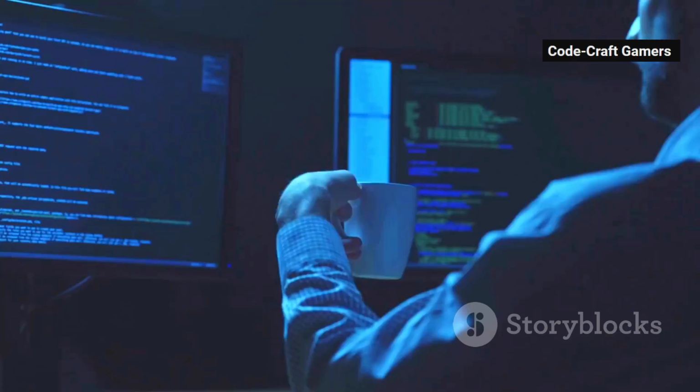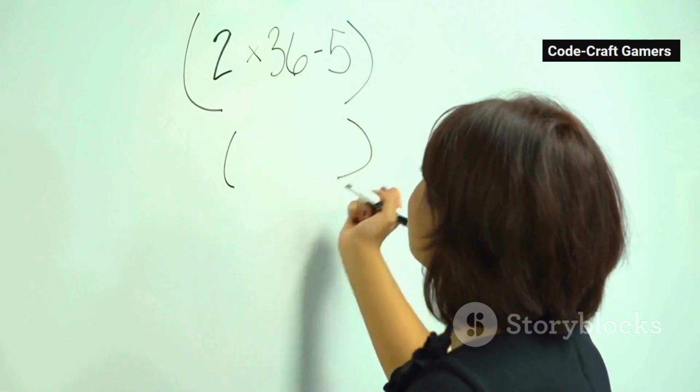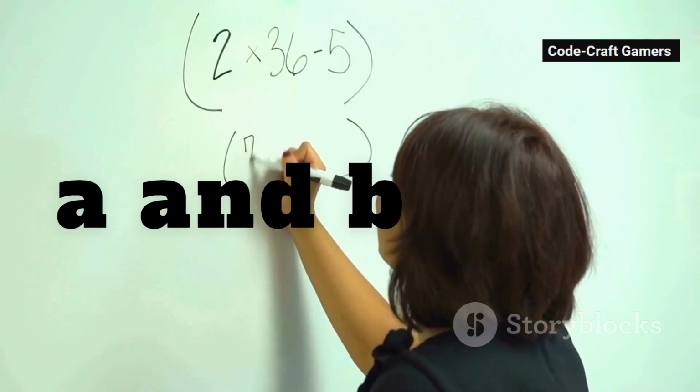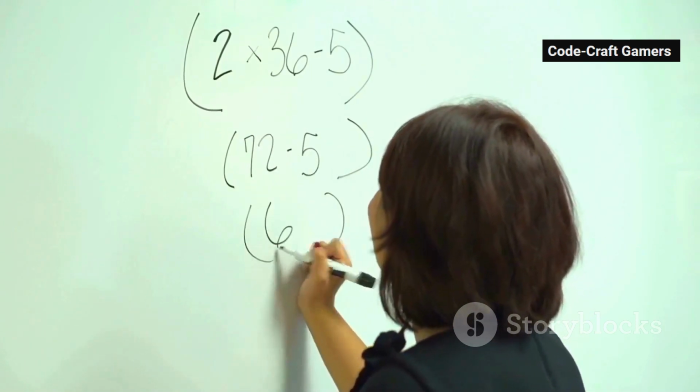Who needs a magic wand when you have code? Let's swap some numbers like a pro. Alright, let's dive in. Imagine we have two numbers, A and B. The challenge: swap them without using any extra space. Sounds impossible? Nah, it's easier than you think.